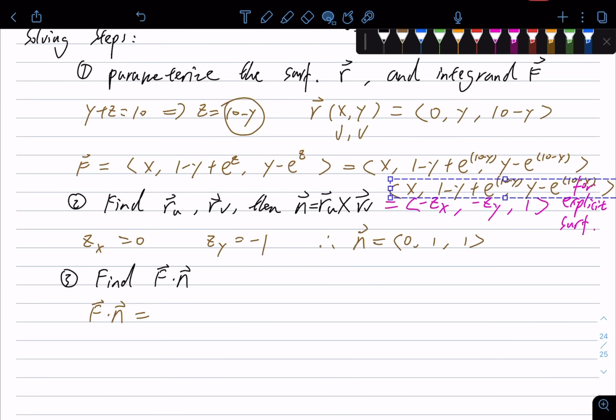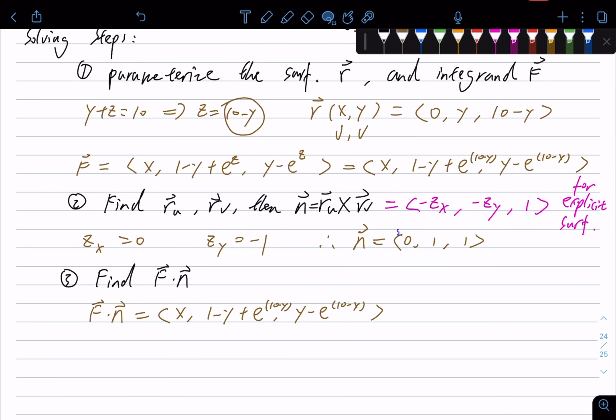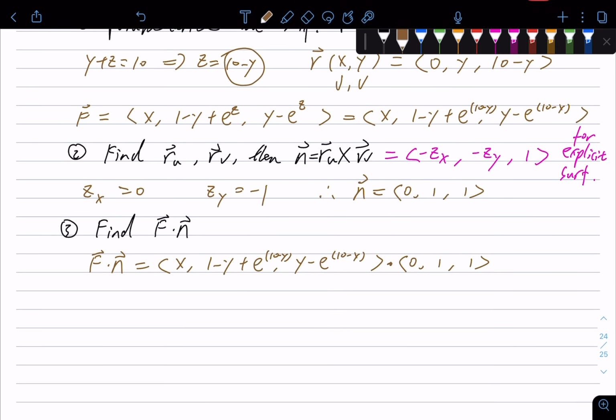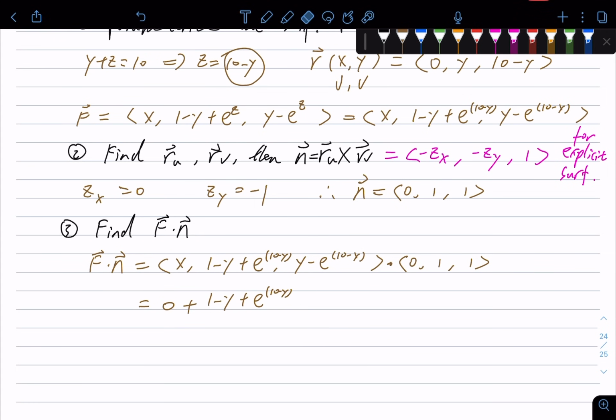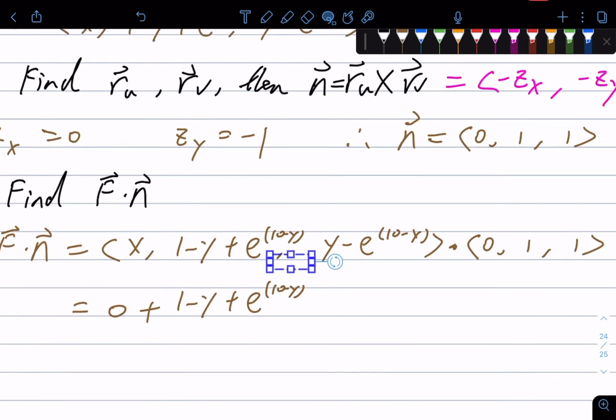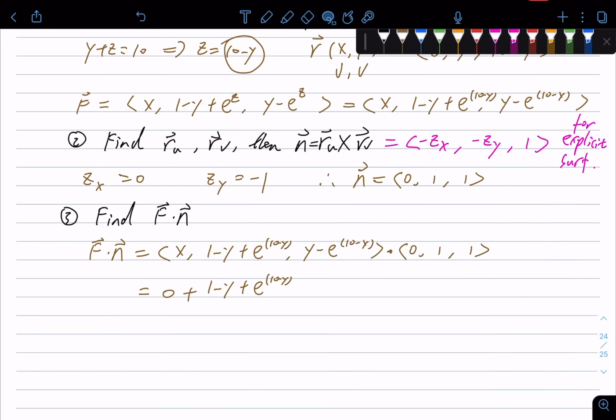Right, we have the parameterized version of f right here, and we also have the parameterized version of n right here. We dot product them. This will give us 0 plus 1 minus y, the whole thing right here. Let me just make it look nicer and tidier.